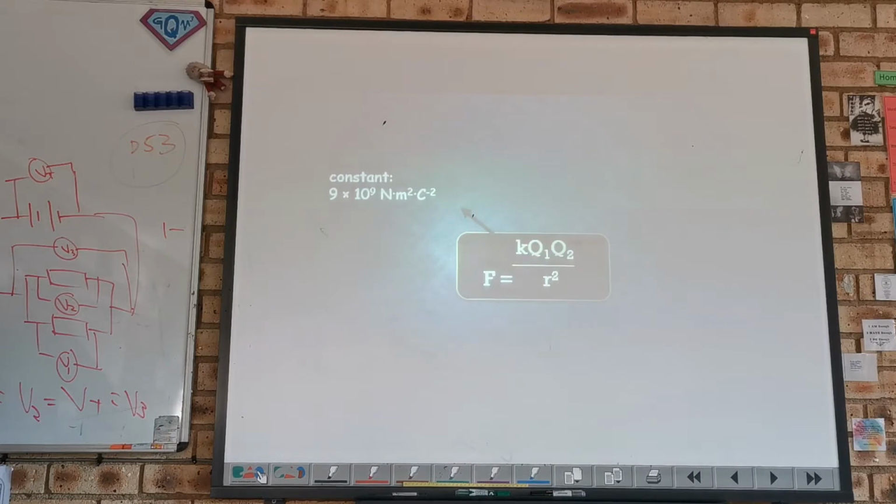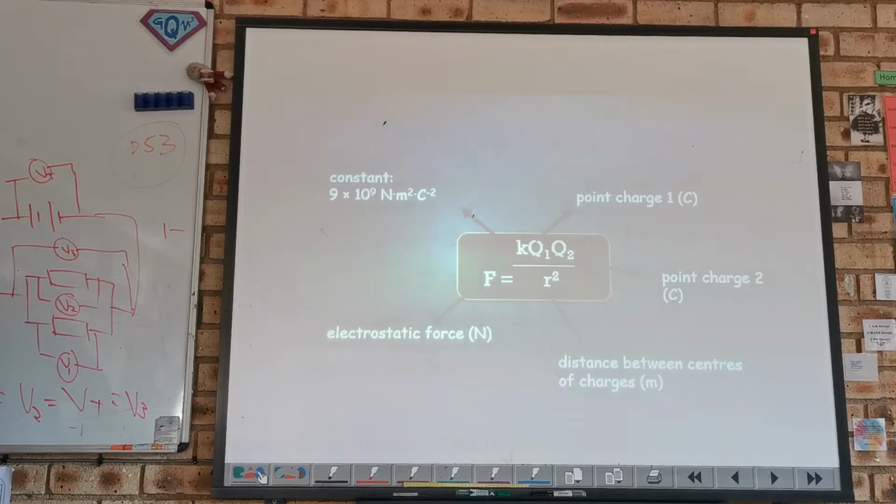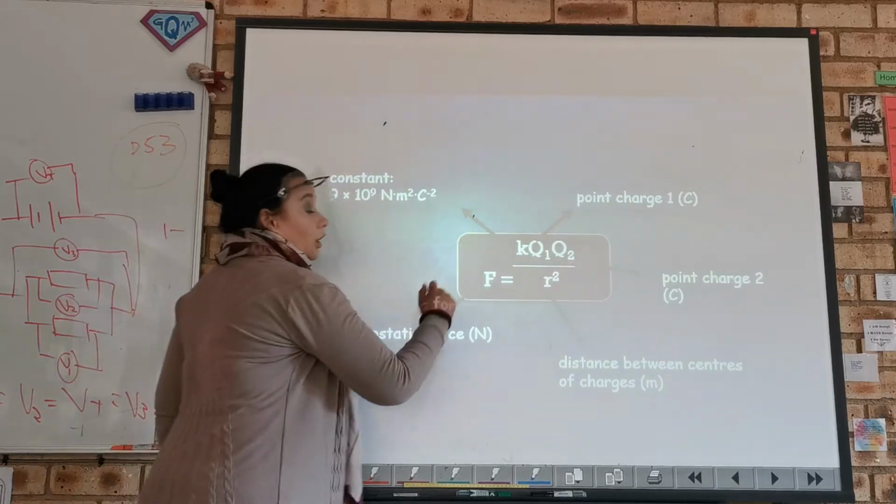Okay, it must be positive. Then, F is obviously the electrostatic force. R squared is the distance between the centers of the charges as we know it. And then point charge 1 and point charge 2. So those are the two charges involved.